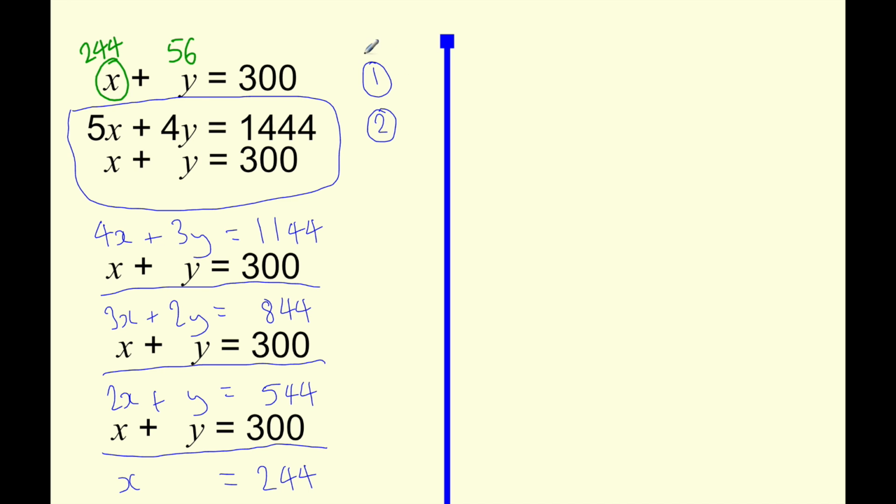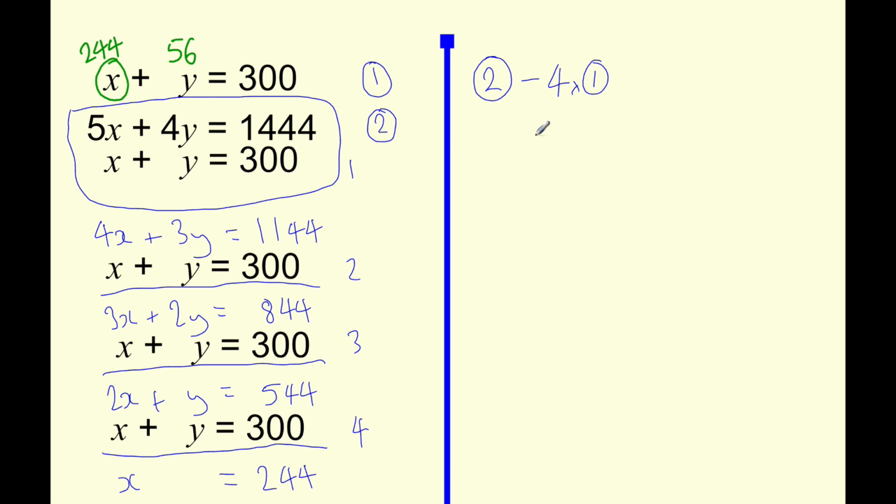Now, going back to why these were labelled as 1 and 2, well, in case you haven't figured it out yet, once they're labelled 1 and 2, what we've basically done is we've had equation 2, take away 4 lots of equation 1. So we've got equation 2, take away 4 lots of equation 1.